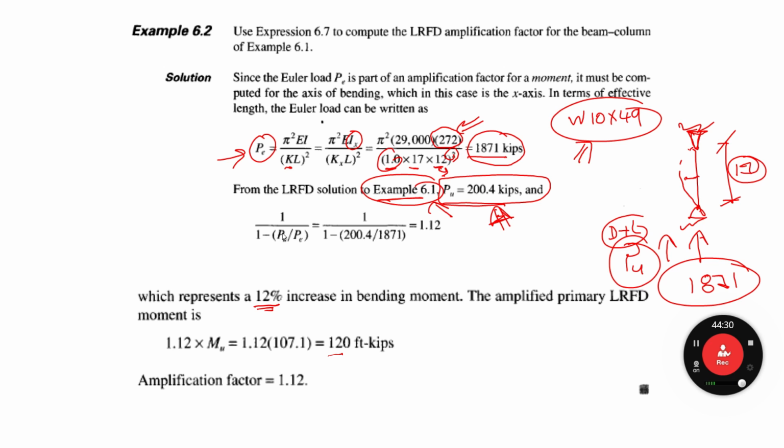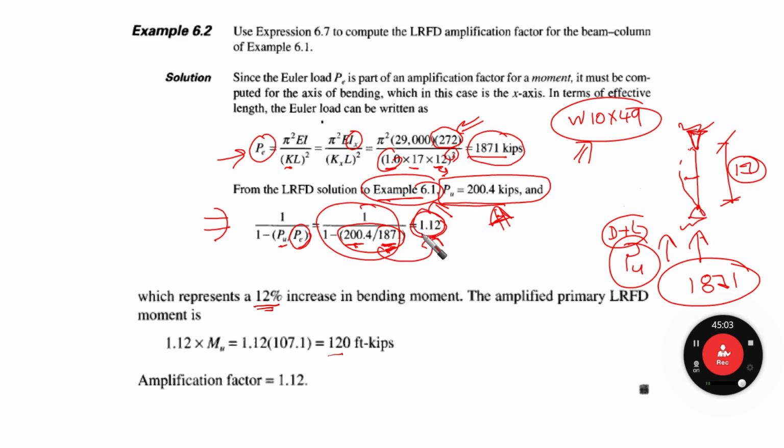Okay, and then we are going to substitute in our equation, which is 1 over 1 minus P ultimate over PE. We have P ultimate to be 200 from the previous example, and PE is going to be 1871. Then we can put this here, and the ratio is going to be 1.12.